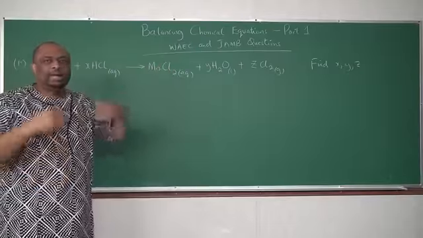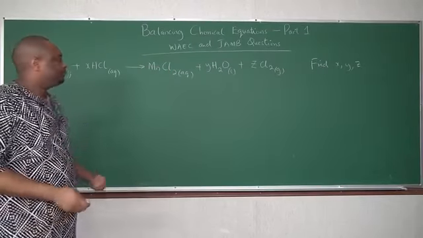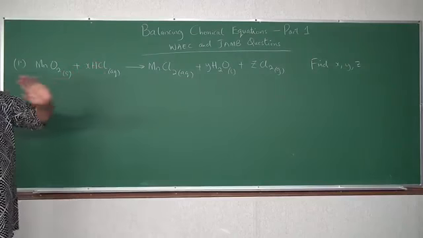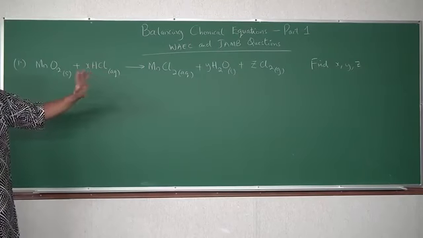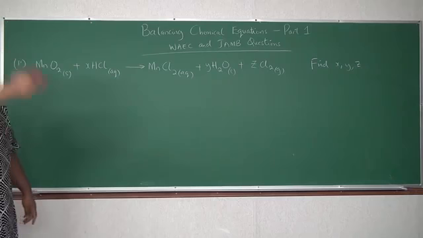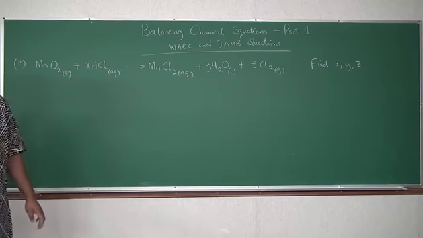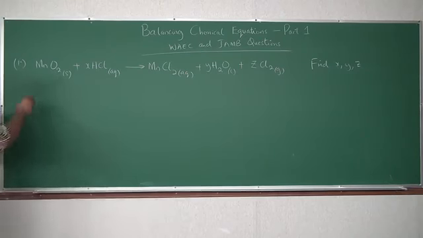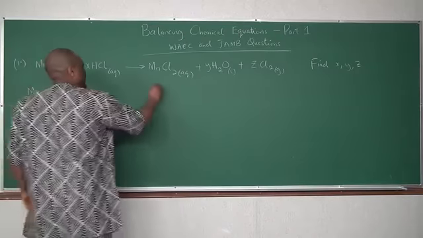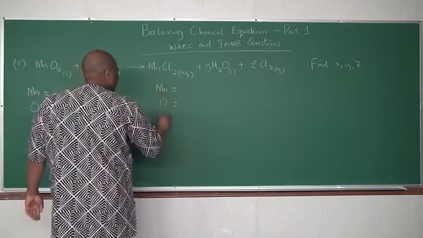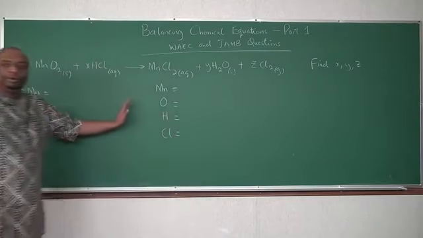We don't need a calculator. If you know how the algebraic method works, this will be easy for you. That is why I said you should view the video on balancing chemical equations by algebraic method. This will not be a problem at all. So, let us list the elements of the reactants. We have manganese, oxygen, hydrogen, and chlorine. In this same order, we list them here in the product.